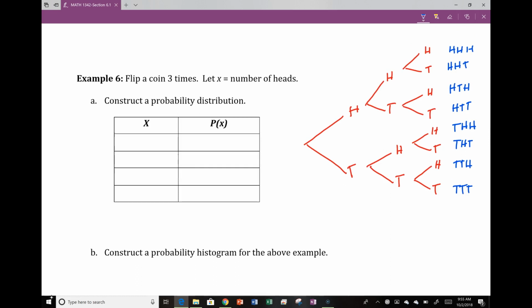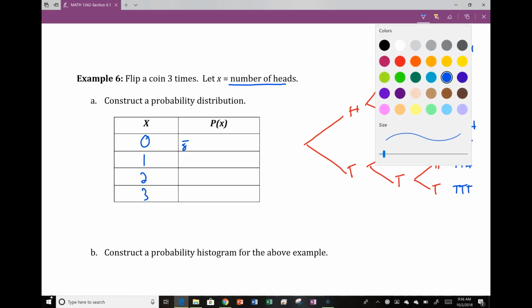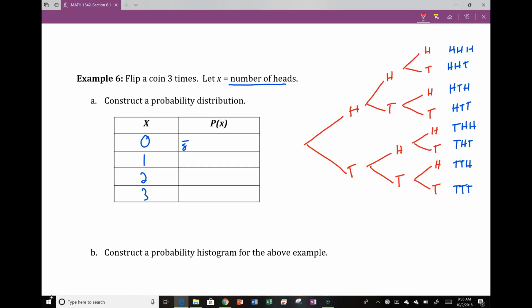Looking over here, we want X to be the number of heads. So my number of heads can be 0, 1, 2, or 3. I have a total of 1, 2, 3, 4, 5, 6, 7, 8 possibilities. How many possibilities is it if I get 0 heads? Well, 0 heads is strictly here. So that's 1 out of 8, or 0.125.